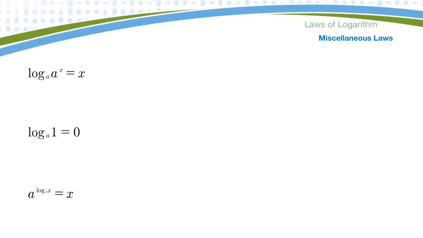Now, a couple other miscellaneous laws, and we've seen them already. If this base and this base are the same, then the answer to that whole thing is just x. So if I had log base star of star to the fourth, the answer would just be 4. So if these two things match, done.